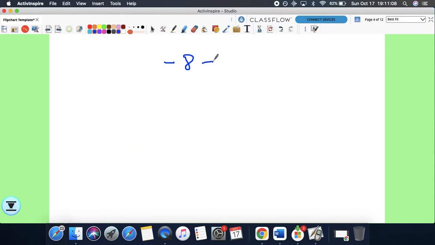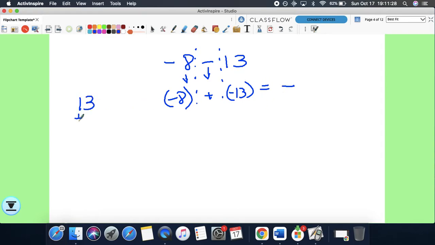Negative 8 minus 13. So negative 8 changes to addition, and this becomes negative 13. Put that in parentheses. Again, they're both negatives, so they're amigos. So my answer is going to be negative. We just add 13 plus 8, and we have 21. 21 negative.